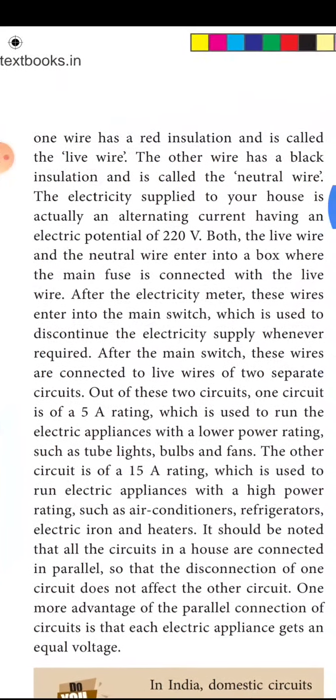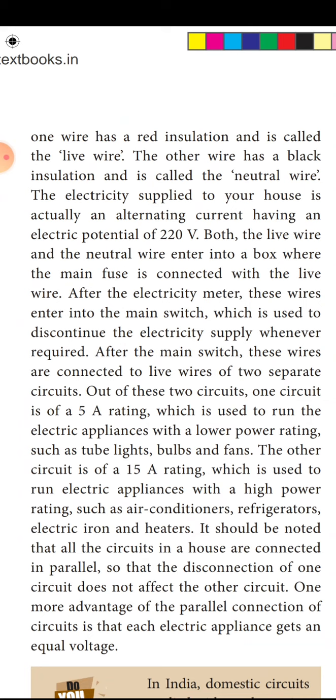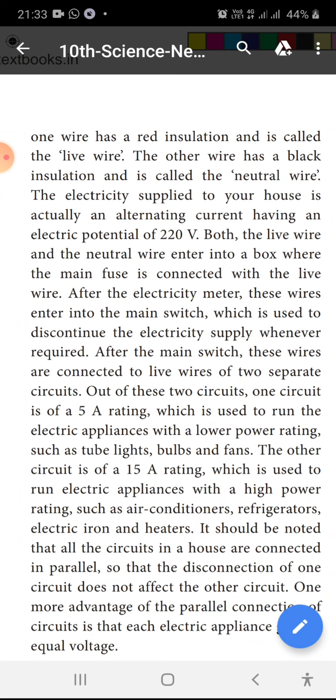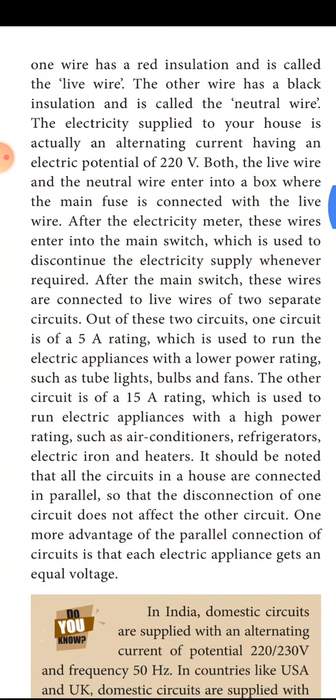Then what are the two wires that get into the main box? Live wire and neutral wire. The potential difference, the voltage difference between the two wires, is 220 volts. The fuse wire is connected with the live wire. When the live wire is getting an excess of charges, the fuse wire activates right there and makes the circuit break.